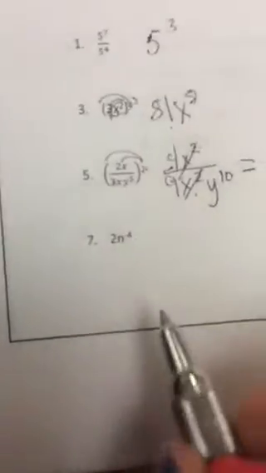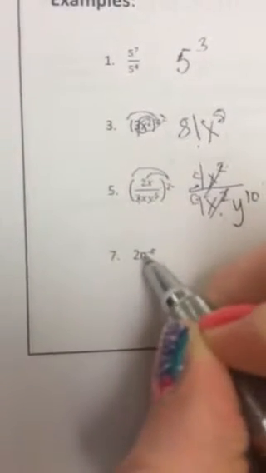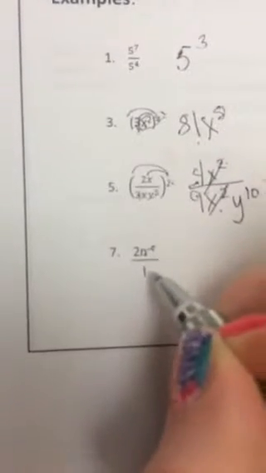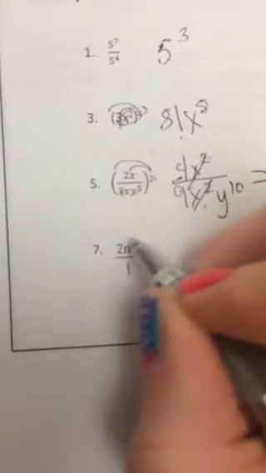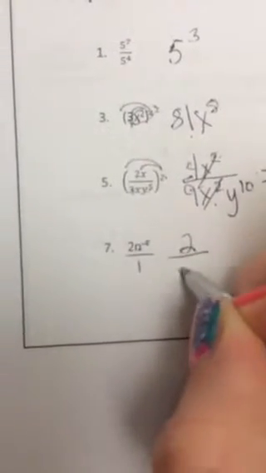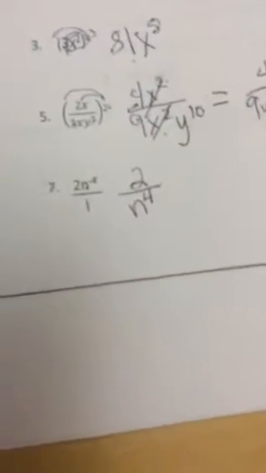Same thing here. Be careful on this one. Remember, the exponent only goes with what's directly in front of it. So only the n needs to move to the bottom, right? Because the 2 isn't being raised to the negative 4, the n is. 2 stays where it is. And if I flip the n to the 4th down to the bottom, now it's a positive. And I can't really simplify that anymore.